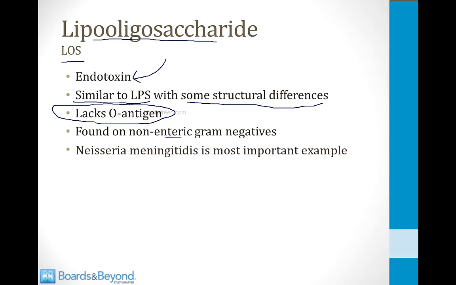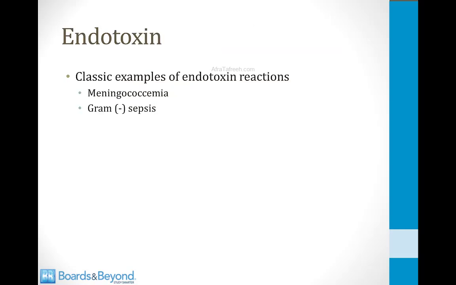And the most important example is Neisseria meningitidis. So Neisseria meningitidis can get into the bloodstream and cause shock and make people sick. And it does this through a typical endotoxin reaction, but the endotoxin is not LPS. Instead, it is lipo-oligosaccharide for its endotoxin. So anyone who's infected with a gram-negative bacteria can potentially develop a systemic reaction to endotoxin. But two classic examples that you should know about are meningococcemia and gram-negative sepsis.